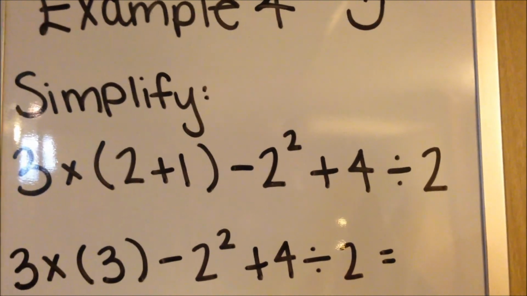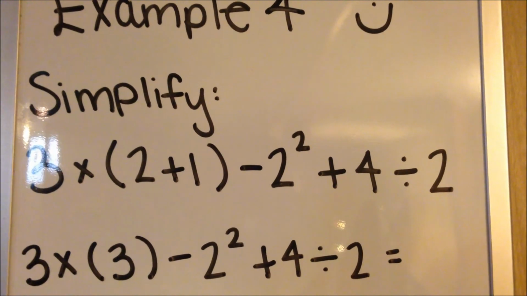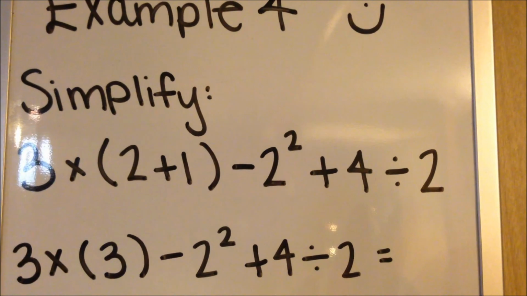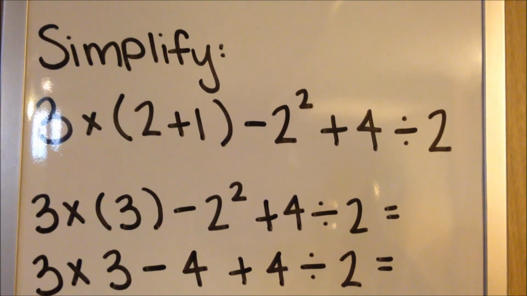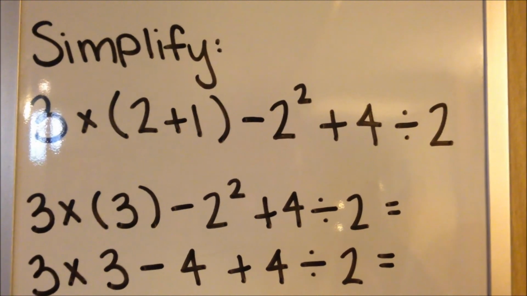Okay, the next step is, are there any exponents? Yes, there is. So we are going to simplify the 2 squared. Everything else I'm going to rewrite. So we have 3 times 3 minus 4 plus 4 divided by 2.